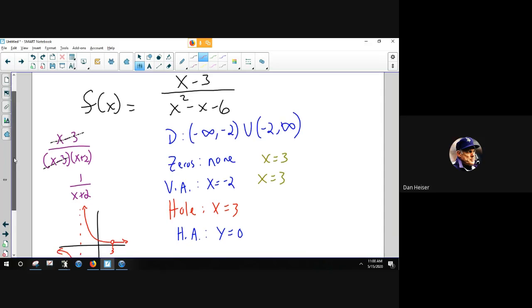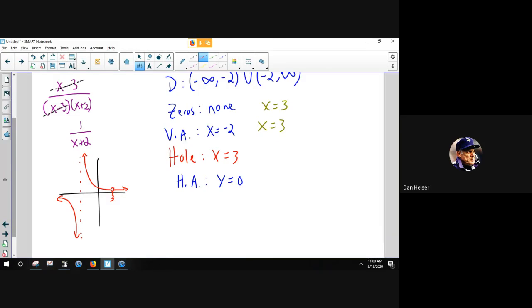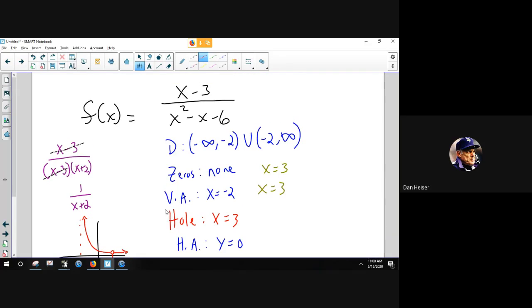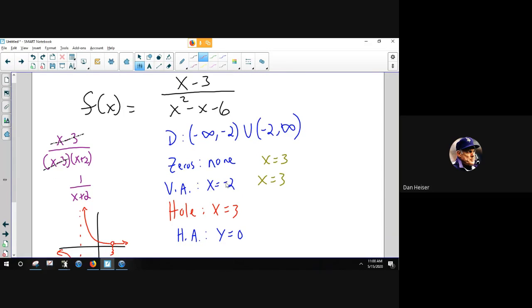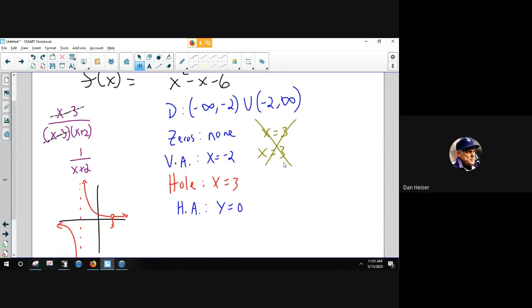So finding holes is not something your calculator will do for you necessarily. You need to find them yourself. So when you are analyzing functions, whenever your zeros and your vertical asymptotes share a value, or if you have multiple values, you could have more than one that's being shared. Whichever ones they share, that is where you will have holes.